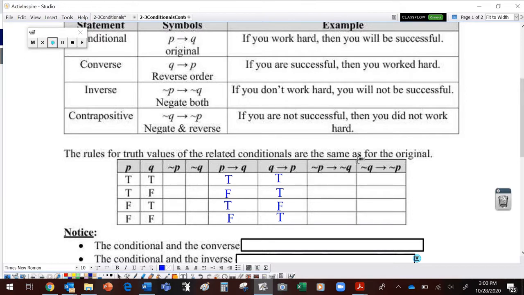Okay, now the next one is the inverse. So on the inverse, we look back at the original P and Q. We put them back in order, but we take the negation of both. Well, if we're going to take the negation of both, we're going to need to write those columns into this table. So not P has all of the opposite values of P. So the first two are true, the second two are false. That means the first two are going to be false, and the second two are going to be true.